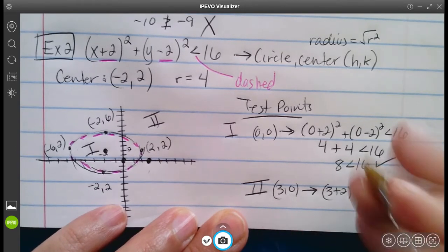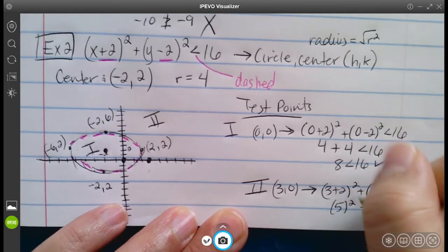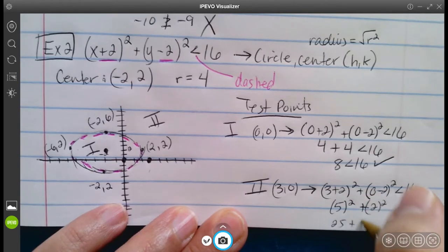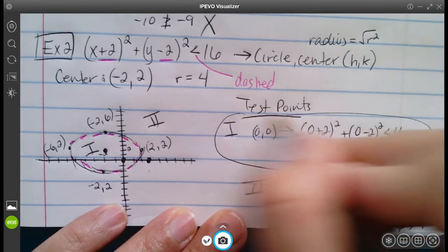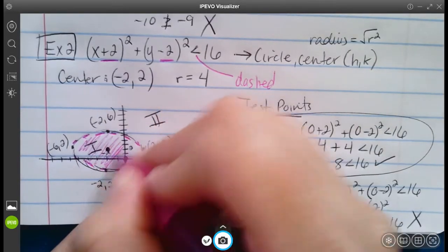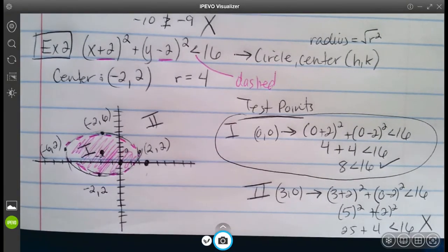Okay, 3 plus 2 is going to give us 5. -2 is just going to be -2, right? 5 squared is 25 plus 4. And you can already see 25 plus 4 is going to be way bigger than 16, so this one's not going to work. So it looks like region 1 is our area where we are shading. Okay, and that's it. That's it for this example.